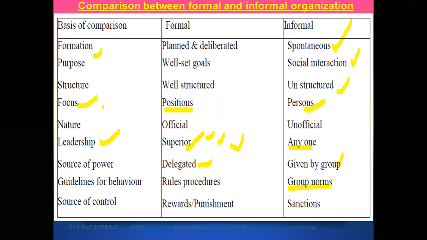Next, source of control. Where are you getting the source of control? Whenever it is out of control in the formal type of organization, you will get punishment. Whenever it is in control, you are going in a processed way. Here you can get rewards and awards from the formal organization, and sanctions in the informal.